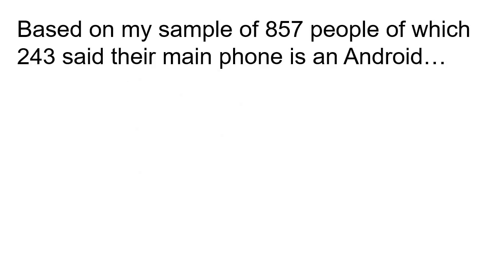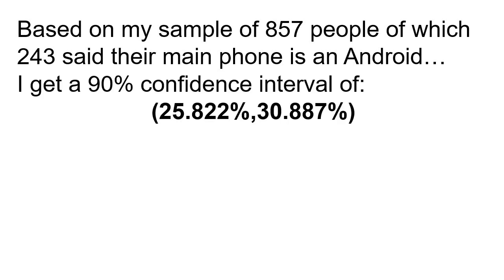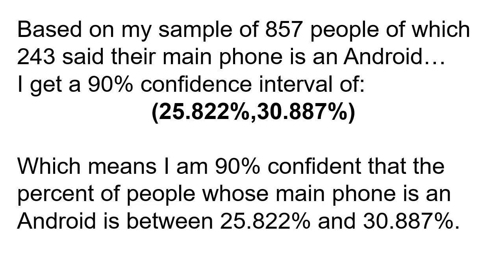Based on my sample of 857 people, of which 243 said that their main phone is an Android, I get a 90% confidence interval of all the percents between 25.822% and 30.887%. So this means that I am 90% confident that the percent of people whose main phone is an Android is exactly between these two percents.